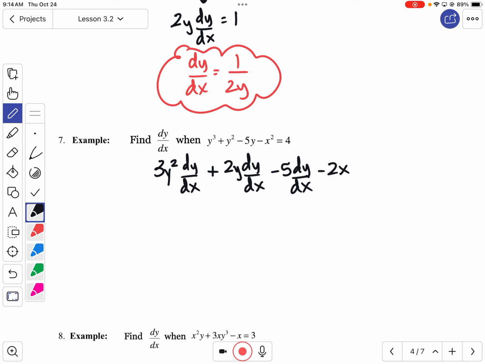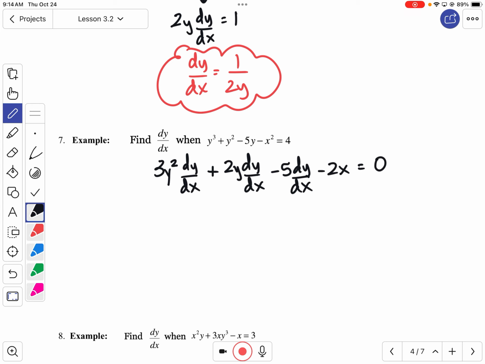Derivative of negative x squared: minus 2x. Now, why do I not have to put dx dx? Because it's one. It's redundant, right? It wouldn't be necessary anyway. And then derivative of 4? Zero. Biggest mistake I see people making: derivative of a constant, they'll put the constant back down. Derivative of a constant is always zero.